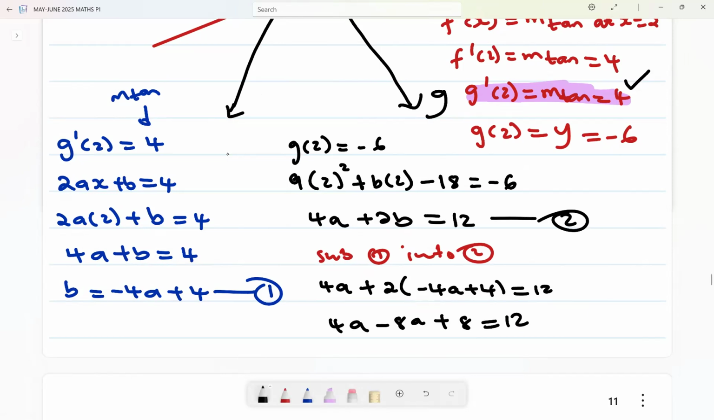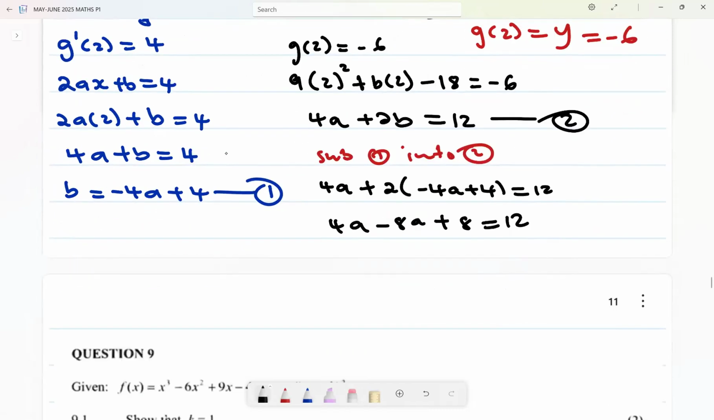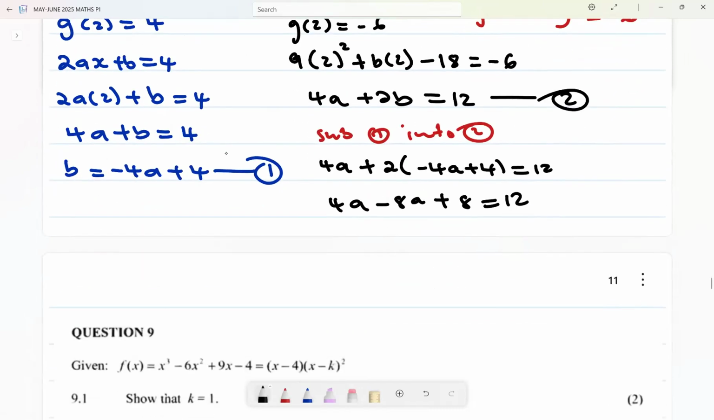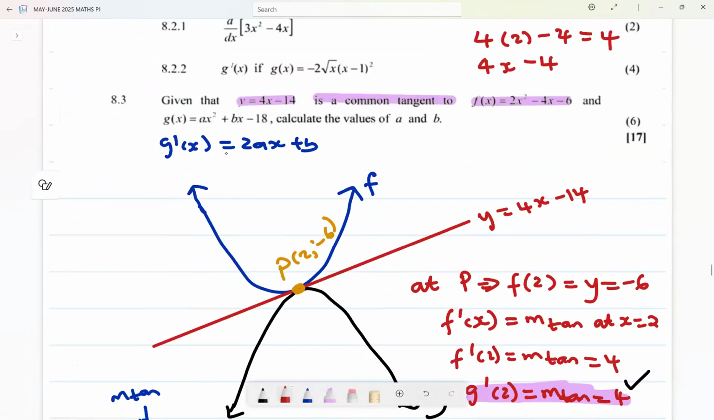And then this means that, where can I continue this? I'll continue to here. 4a minus is negative 4a is equal to 12 minus 8, it is 4. A, it is equal to negative 1. If a is equal to negative 1, how can we find the value of b? Finding the value of b, I say b is equal to negative 4 into negative 1 plus 4, which is 8. So a is equal to negative 1 plus 8x minus 18.